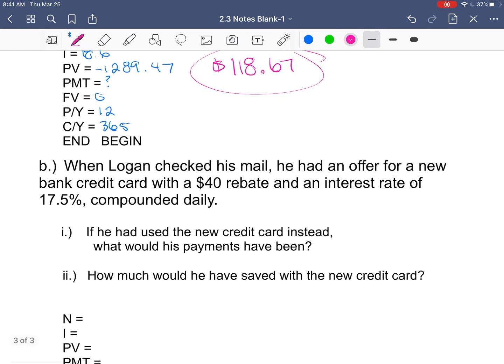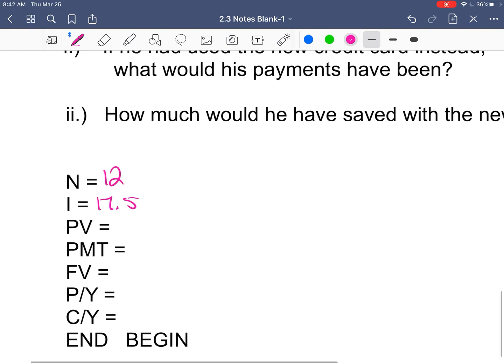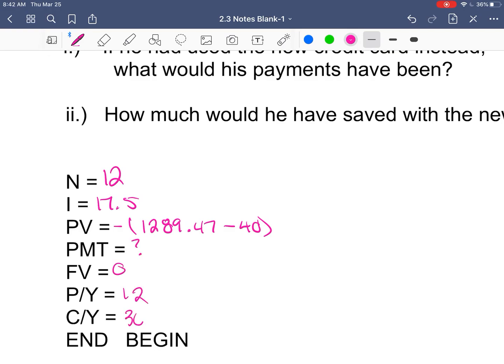So when Logan checked his mail, he had an offer for a new bank credit card with a $40 rebate and an interest rate of 17.5 compounded daily. If he'd used the new credit card instead, what would his payments have been, and how much would he have saved? So he is going to still pay for 12 months. This interest rate is 17.5. Presently, he owes, or it's going to be the negative of our 1289.47 minus the $40 rebate. We don't know what our payments are. Paying it off, 12 and 365.